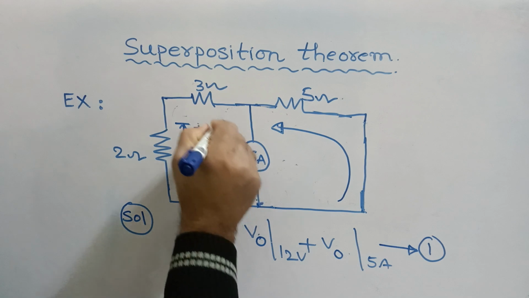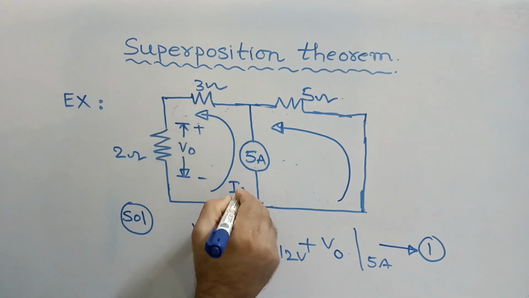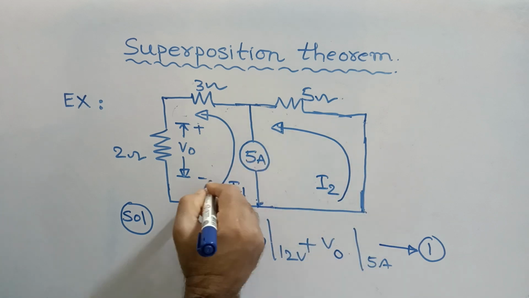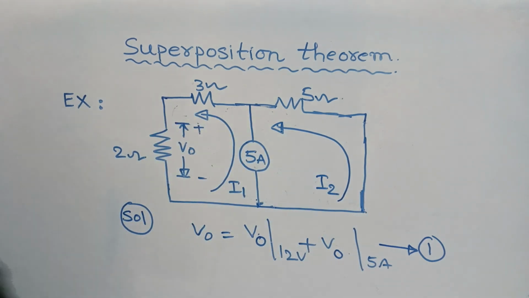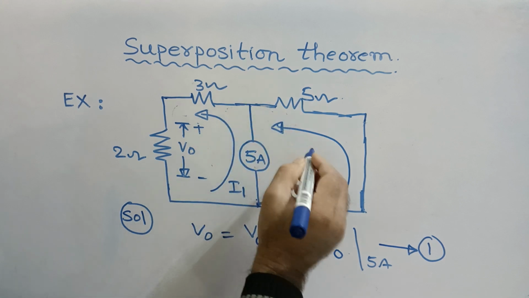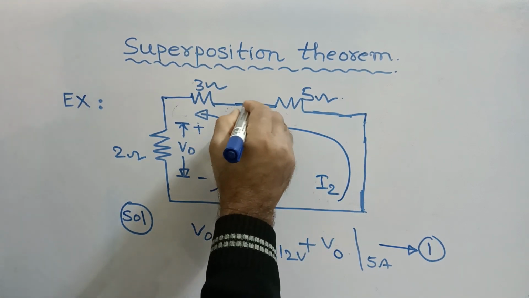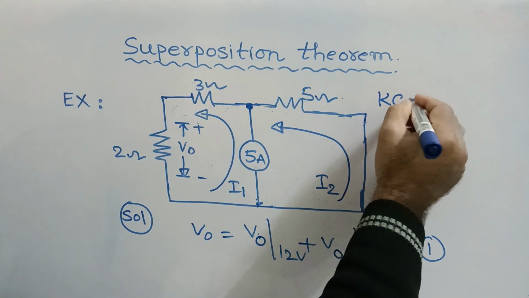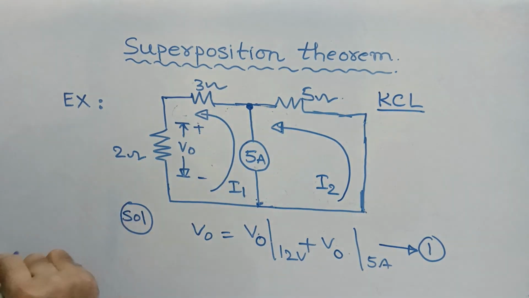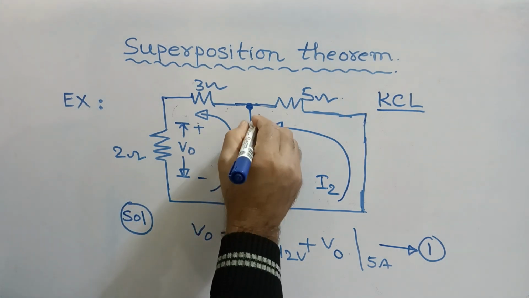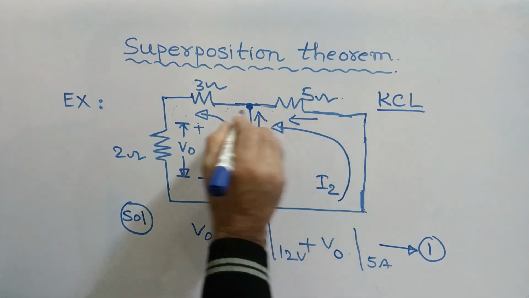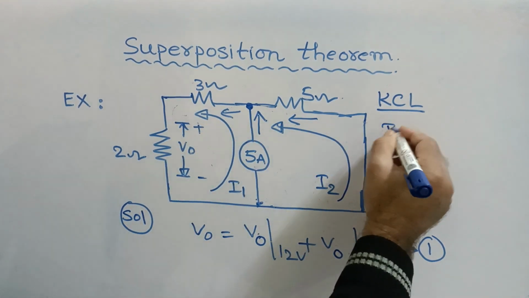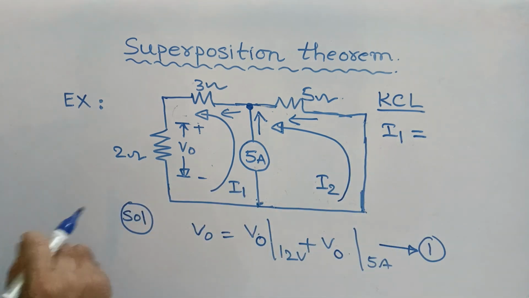Let us consider here, this is the I1 current in the first mesh, and this is the second mesh where I am considering I2, and the flow of the current is definitely in this direction. Therefore, at this particular point, if you apply KCL, how can you write it? 5 ampere is entering here, I2 is also entering here, and I1 is leaving here.